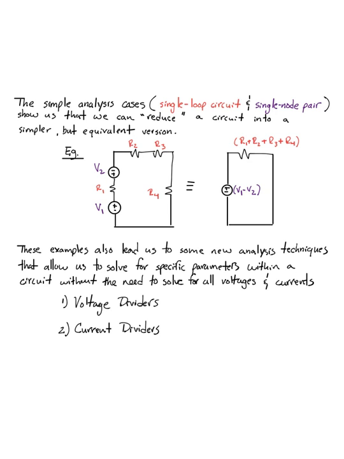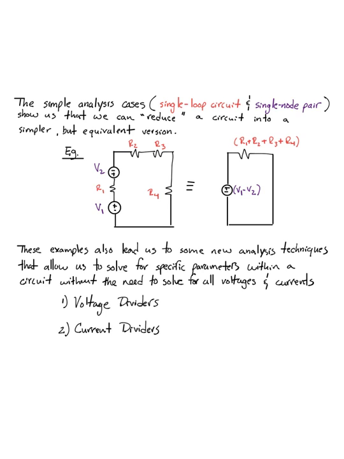So the simple analysis cases that we've gone over so far, in other words, the single loop circuit and the single node pair, show us a couple things. One, we can reduce any arbitrarily complicated circuit into a simpler and equivalent version that at least behaves the same according to a particular reference point. But also, in doing so, we've seen that we can combine elements. Resistors can be combined in parallel and series, likewise any other passive element, and voltage and current sources can also be reduced into simpler versions.